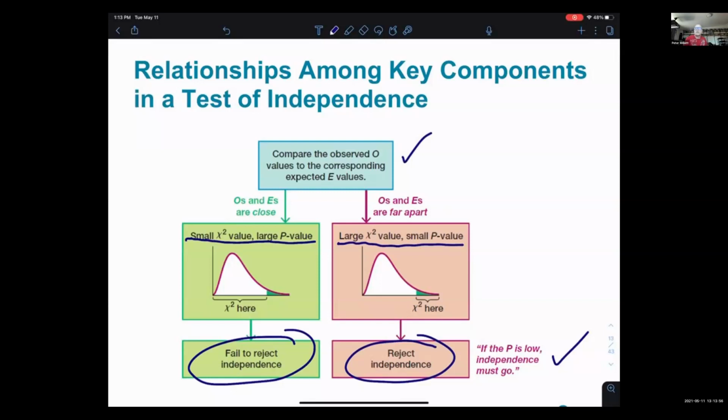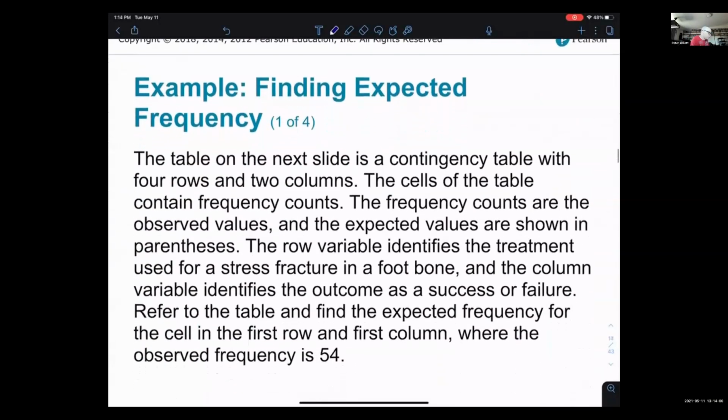So if the p is low, independence must go for our p-value approach. Now we've got an example to help illustrate this with 4 slides. The table on the next slide is a contingency table with 4 rows and 2 columns. The cells of the table contain frequency counts. The frequency counts are the observed values, and the expected values are shown in parentheses.